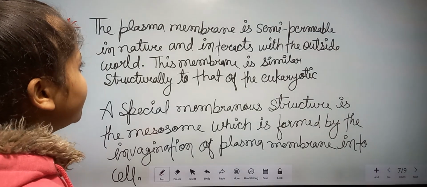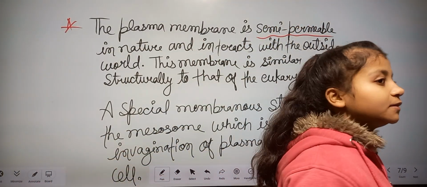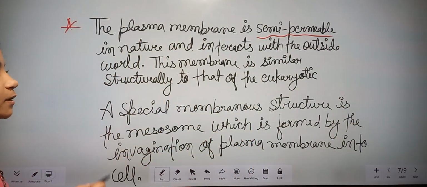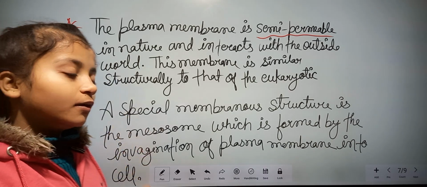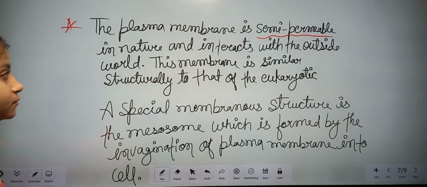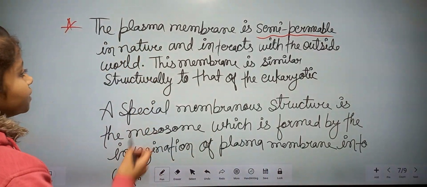The plasma membrane is semi-permeable in nature. Permeable means allowing all things. Semi-permeable means allowing only some particular things.